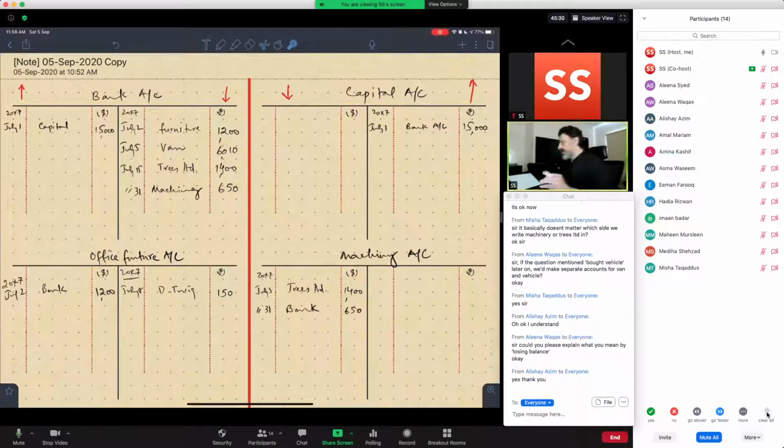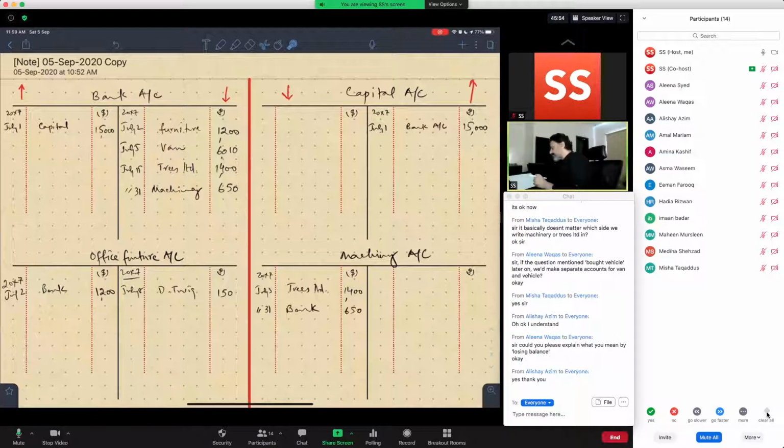Okay, good. And now you do understand the debit side of the bank account. Bank account is gaining in the balance, right? Right, Alina? Bank account is gaining in the balance. That means bank account is increasing. And why bank account is increasing? Because of the capital. That means owner must have contributed $15,000 towards your bank account.